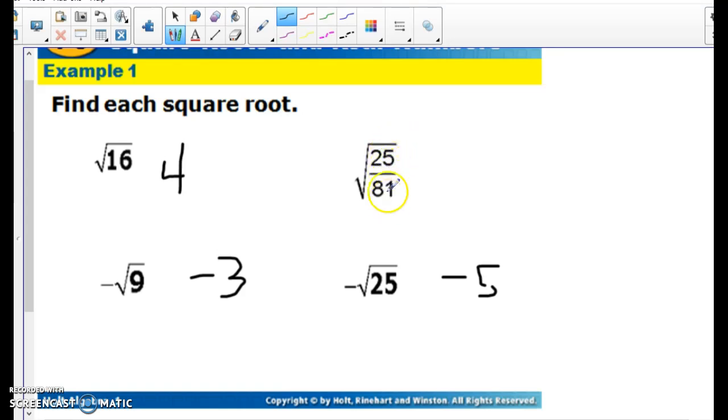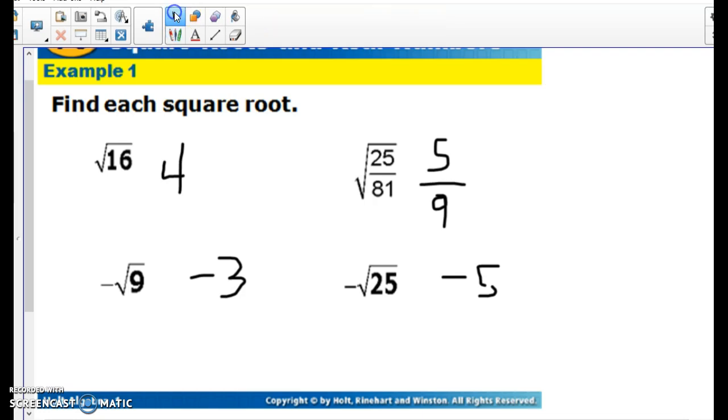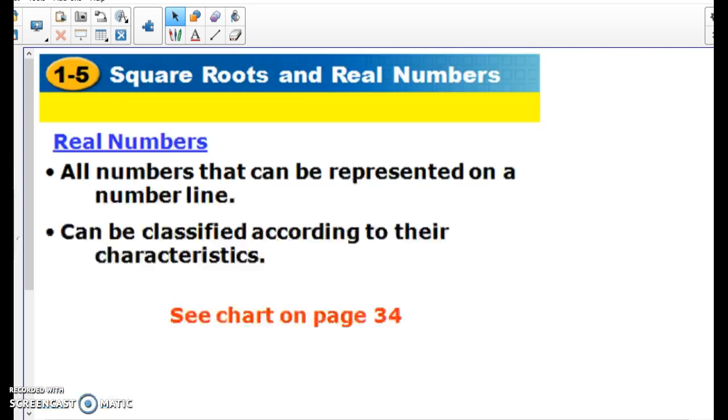Okay, and now with the fraction, it looks a lot more complicated than this, but you're really just going to break it up. Square root of 25, we just did, was 5, and the square root of 81 is 9. So that means the square root of 25 over 81 is 5 over 9. Okay, no trick to it, just take each one individually to figure out what it is.